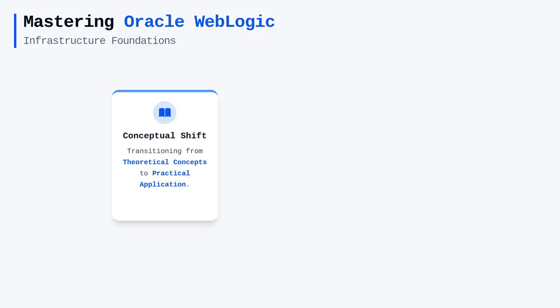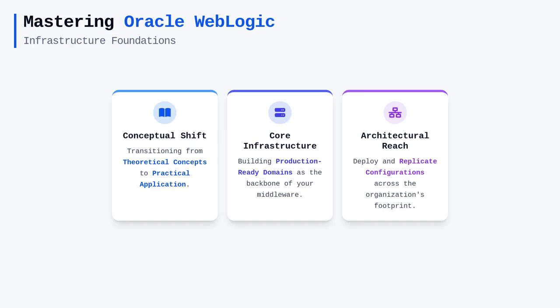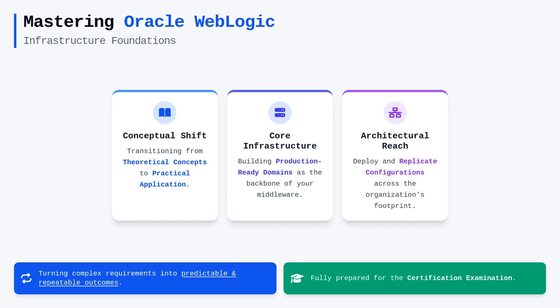We will transition from theoretical concepts to the practical application of building production-ready domains that form the backbone of your middleware environment. By the end of these lessons, you will possess a complete understanding of how to architect, deploy, and replicate domain configurations across your organization's footprint. This course is designed to turn complex administrative requirements into predictable, repeatable outcomes, ensuring you are fully prepared for the certification examination.